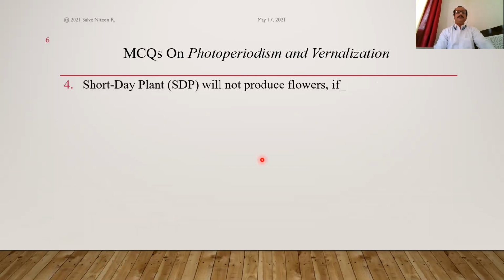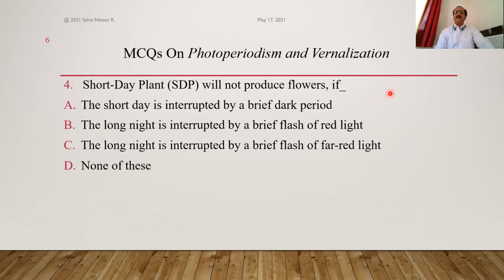Next one, SDP, short day plants, will not produce flowers if, as you have studied, these plants require short day and long night, and that long night is important because it should be uninterrupted, unhindered. If the long night is interrupted by even a brief flash of light, usually red light of wavelength 660 nanometer, then flowering will not take place in short day plants. The plants will remain in a vegetative state. So here the answer is option B.